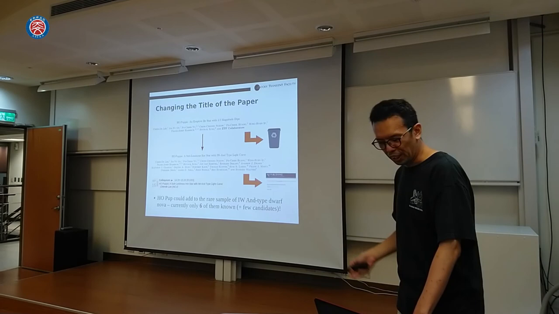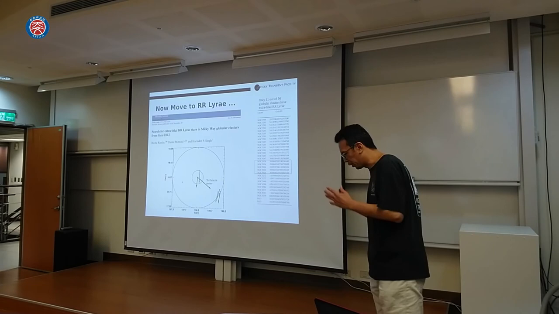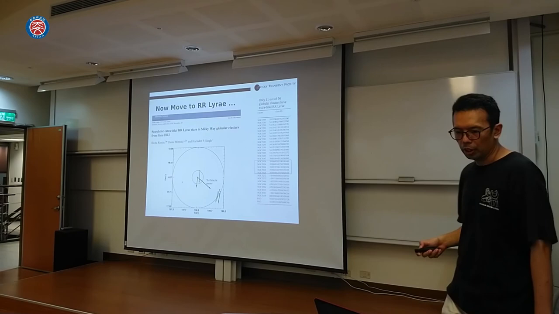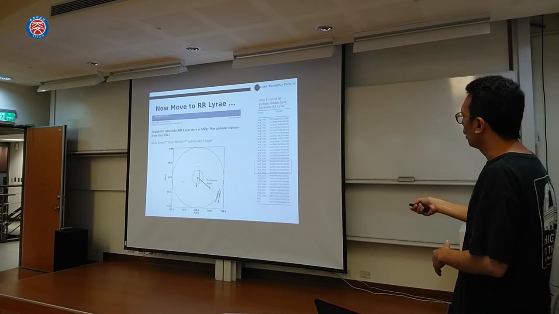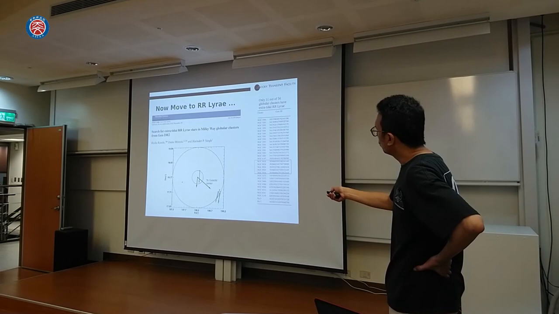Okay, this is another story about don't believe what you see. Now let's move to the field that I'm familiar with, RR Lyrae. Actually, this stuff is from doing another project. When I was doing other stuff, I found this paper, and after that, I found that there are some problems with their findings. What this paper is doing is that they try to search for the asymmetric tidal tail RR Lyrae in the Milky Way globular clusters.